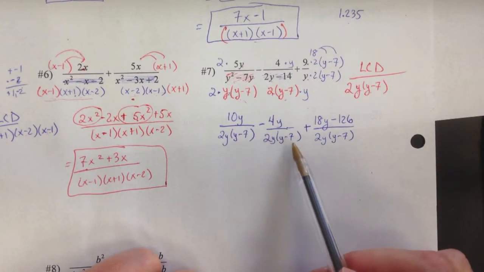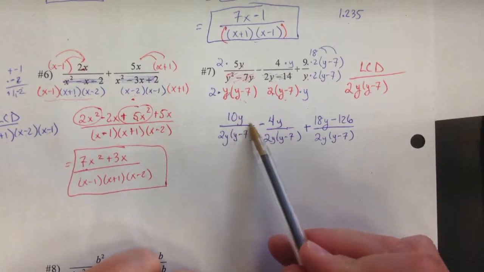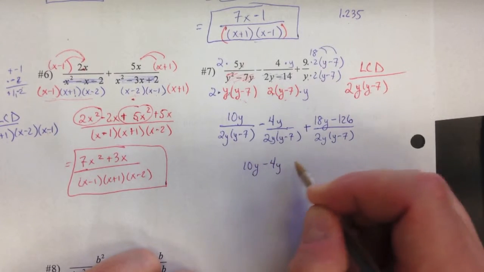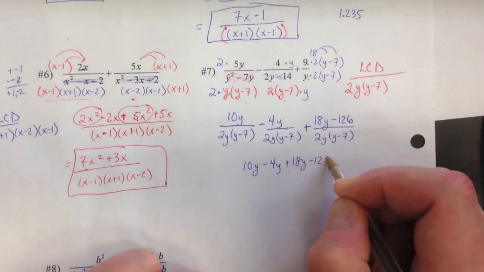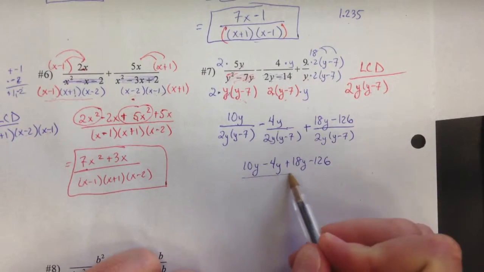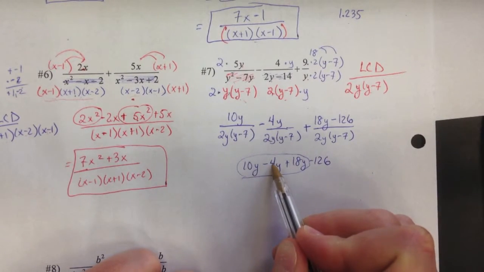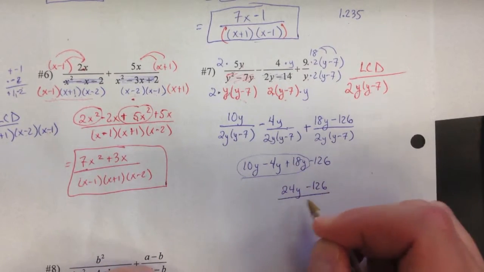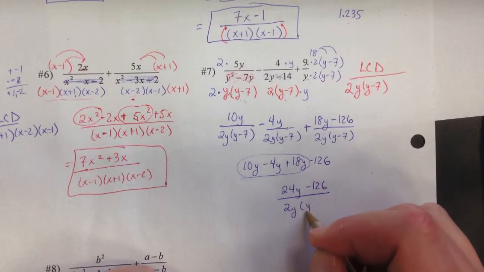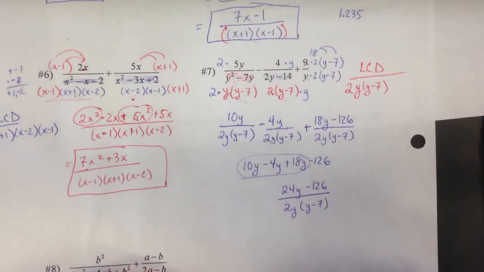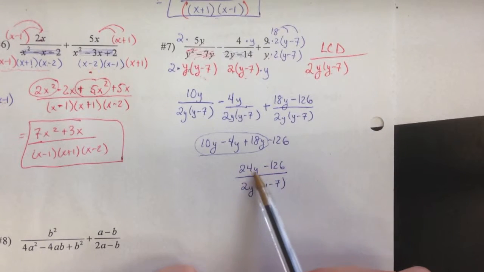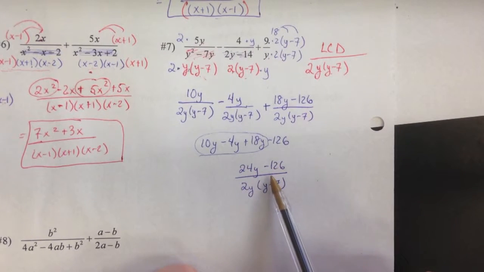All right, so we've got the common denominator. So now what we're going to do is combine the numerators. We've got 10y minus 4y plus 18y minus 126. We can combine all three of these. 10 minus 4 is 6y plus 18, so we get 24y minus 126 over 2y times y minus 7. Now, we're about done. Okay, there's one thing left that you want to look for, and the question is, can we simplify? Can we factor anything else out of the top here?